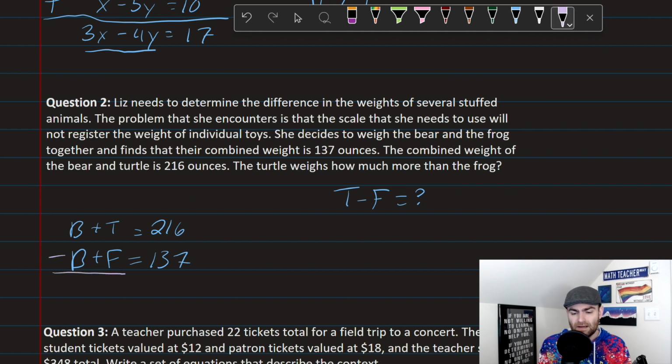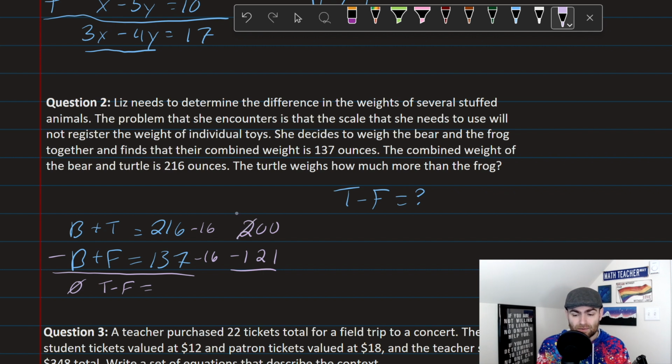If I subtract them now, the b's still cancel. That goes to 0, which we don't care about. And then we get t minus f. But if we subtract these sides, that's a little interesting to work with. Let's make this side easier to work with. 216 and 137 are not nice numbers. But if I subtract 16 from both, they'll get a little bit nicer. I'll have 200, and then 137 minus 16 would be 121, and those are a lot nicer to subtract.